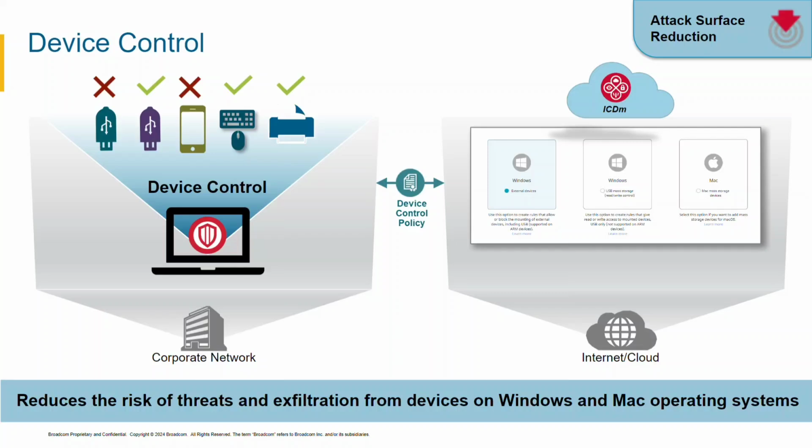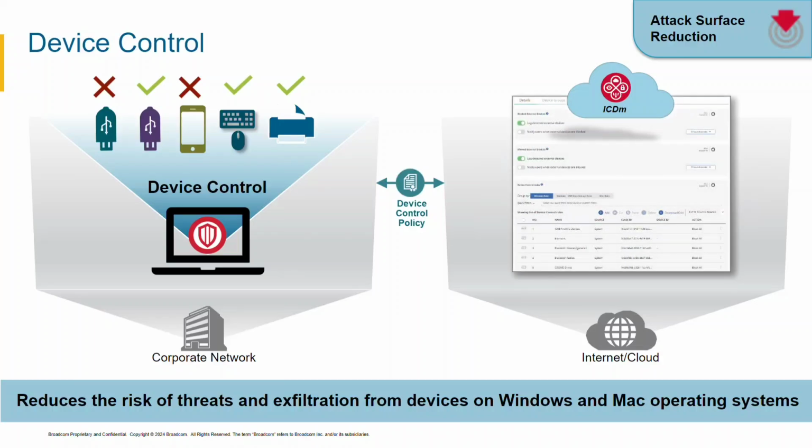The device control policy includes a default list of hardware devices that you can allow or block in a device control rule. You can also add custom hardware devices that are not in the default list.